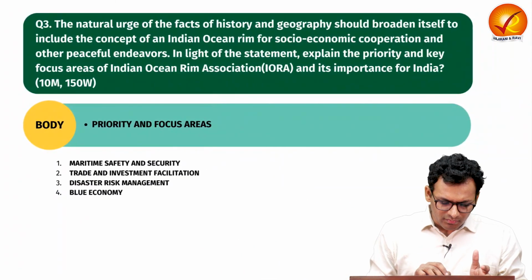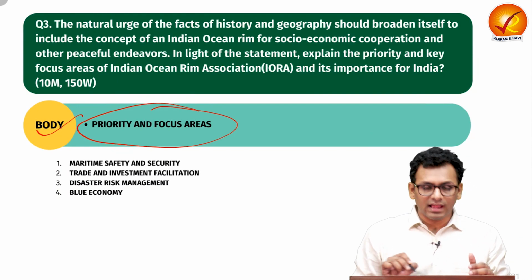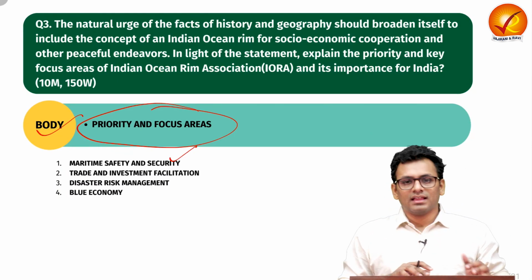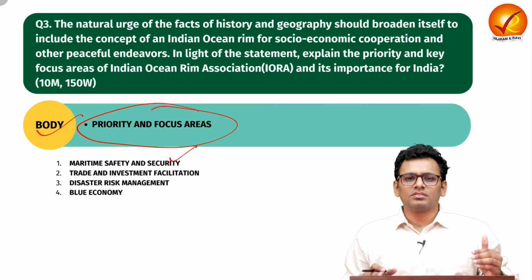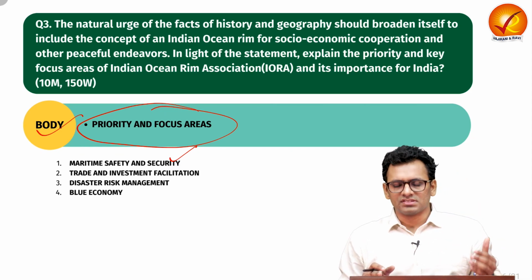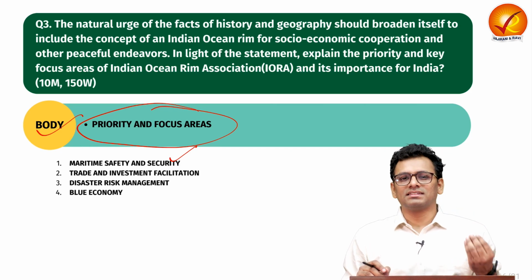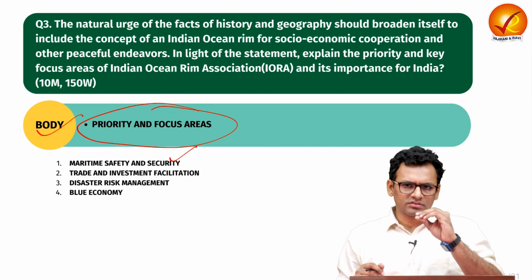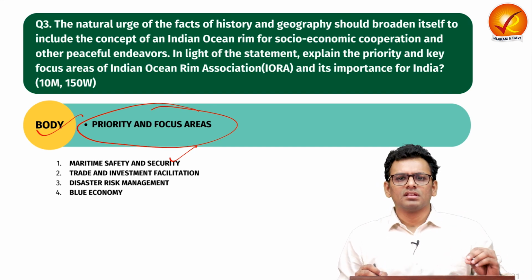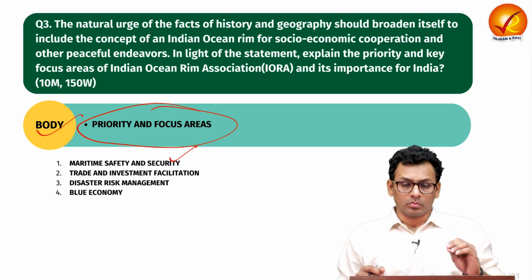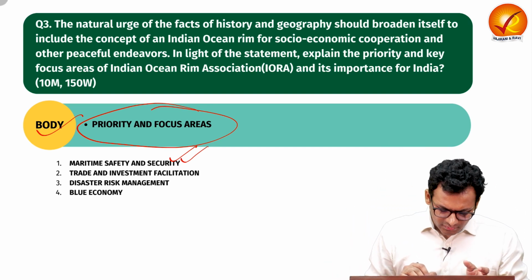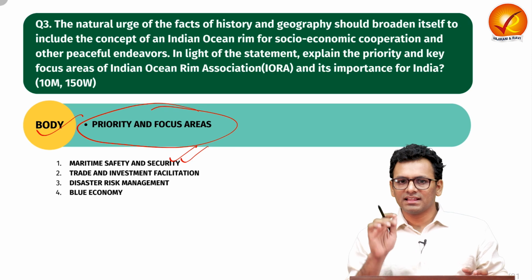Let us see the first body, which talks about the priority and focus area. The very first is maritime security and safety. As we have witnessed, the Indian Ocean is a very sensitive region because of high intensity of trade. We have witnessed multiple issues with respect to security. We have witnessed the menace of Somali pirates. That is something that you can cite as an example. So the first point is to ensure maritime safety and security.